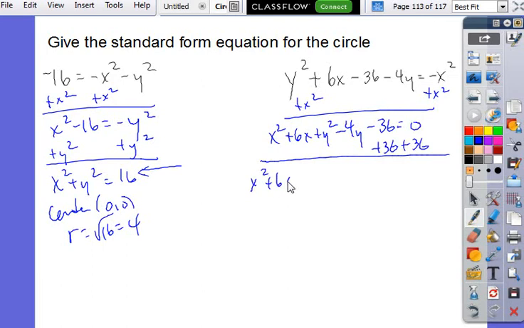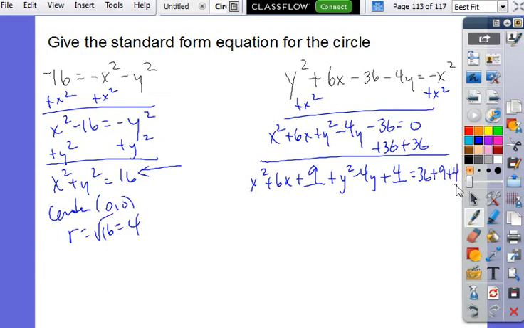Once I do that, then I've got to plug in that missing number to make it a perfect square trinomial. How do I find the missing number right here? Divide 6 by 2 and then square it. 6 divided by 2 is 3. 3 squared is 9. Plug that number in. 4 divided by 2 is 2. 2 squared is 4. I added a 9, I added a 4, so add a 9 and add a 4 on the other side.